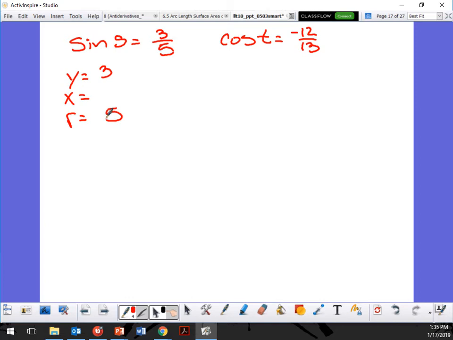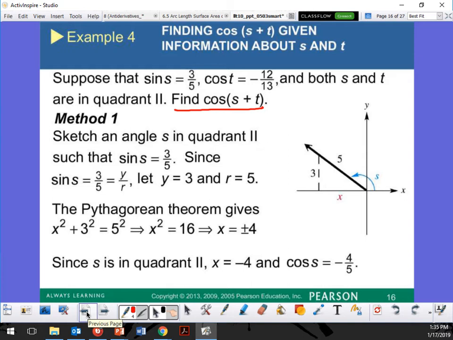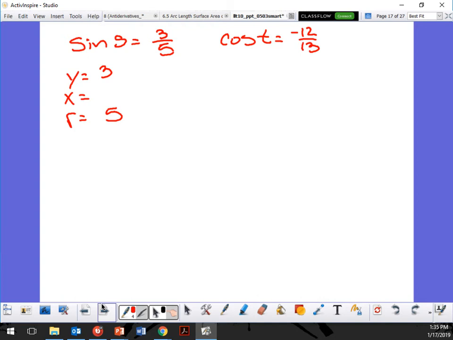And I'm going to go back a page. And it says that both S and T are in quadrant 2. Okay, so they're both in quadrant 2. So I'm going to sketch my quadrant 2 over here. So right here it's a negative and a positive, right? So what do we know about x in quadrant 2? Negative. It's negative. Very good. So I know I'm going to start there.